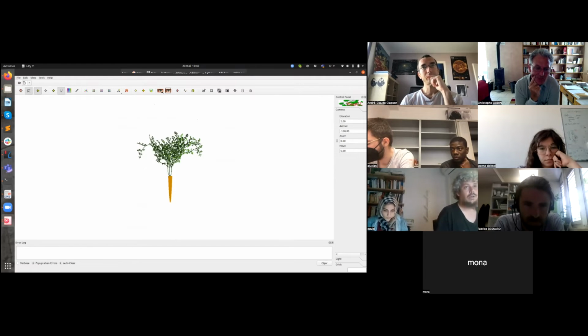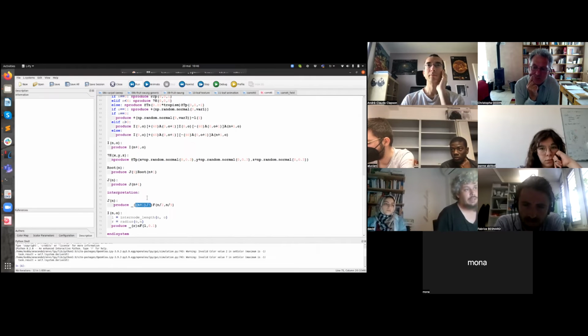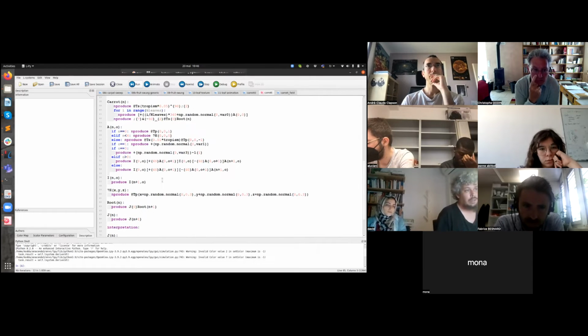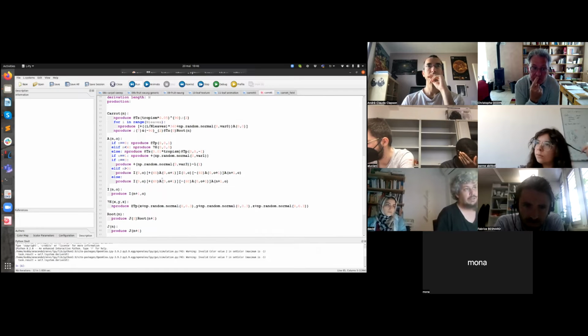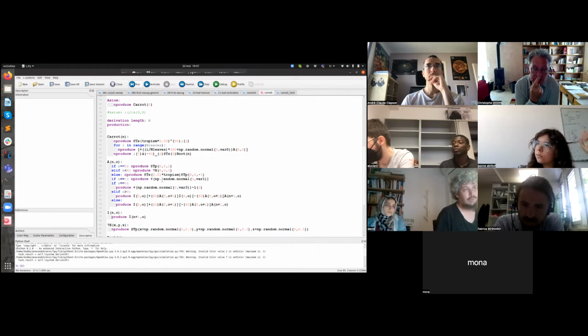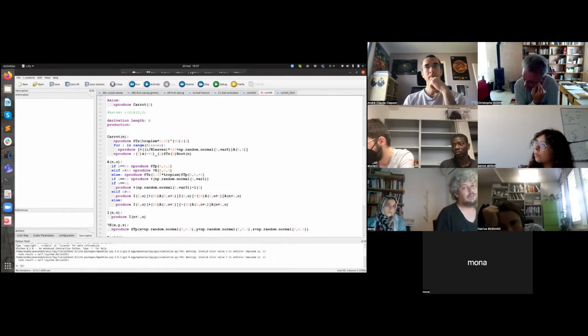And so what you see is that I don't really have time in the model. Everything depends on the derivation length, on the derivation step n, and so that makes the growth not so realistic compared to biological growth.